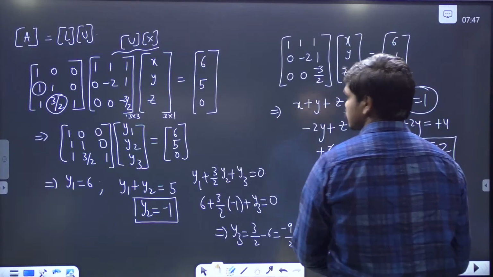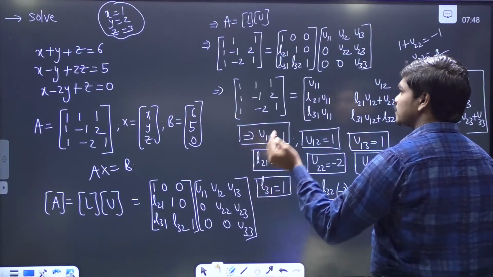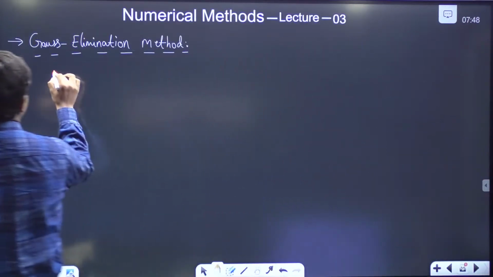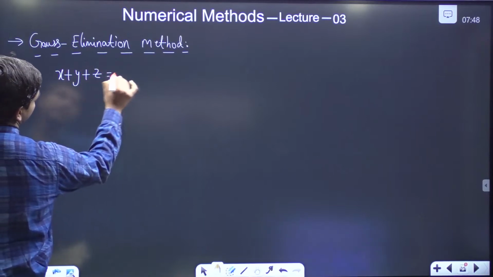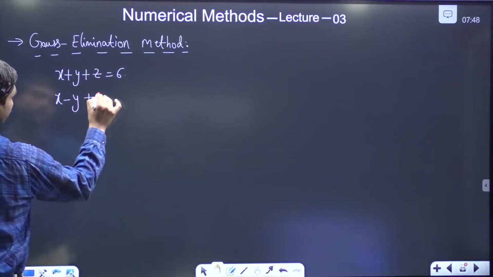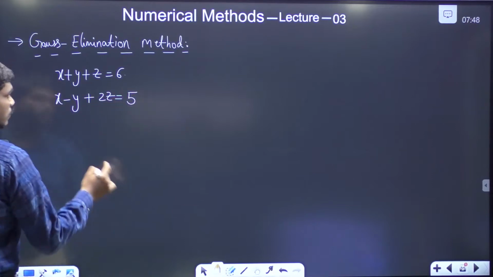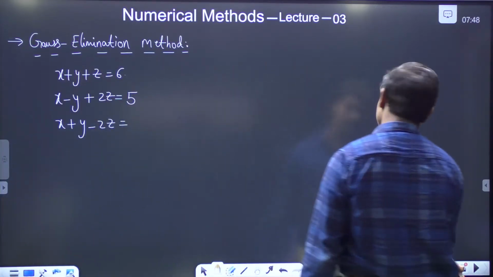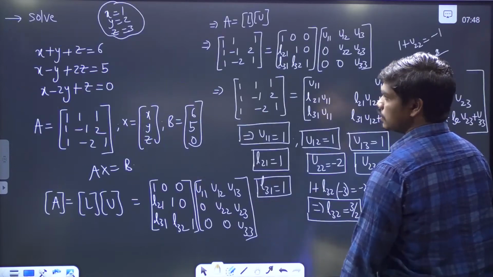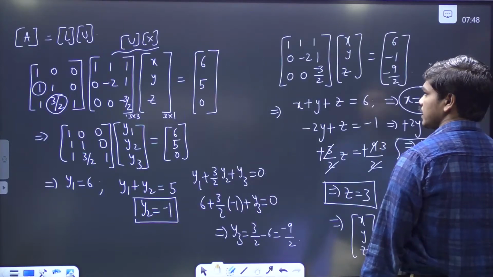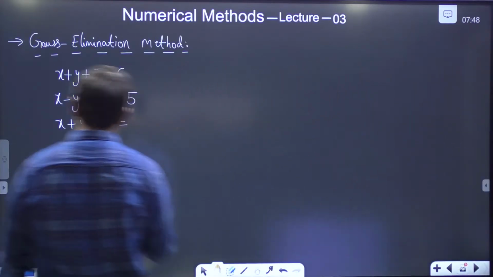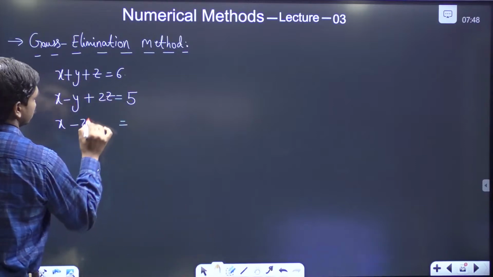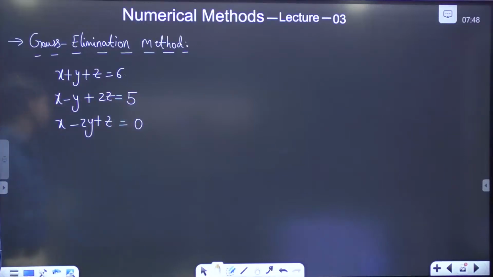See here. x plus y plus z is equal to 6, x minus y plus 2z is equal to 5. I am going straight to the example because time is short for us. And the third equation, x minus 2y plus z is equal to 0. So this is the system of equations that is available for us.